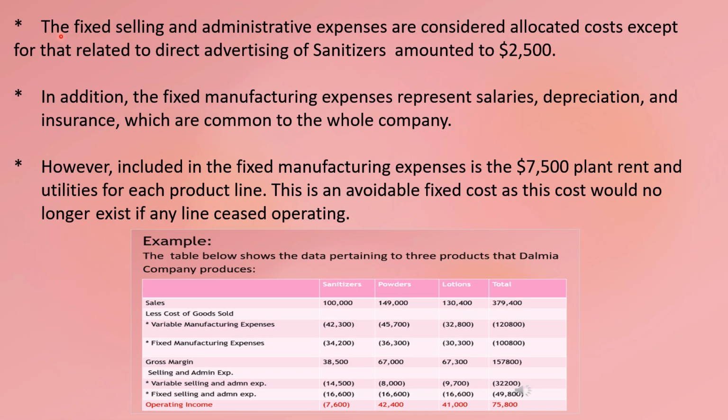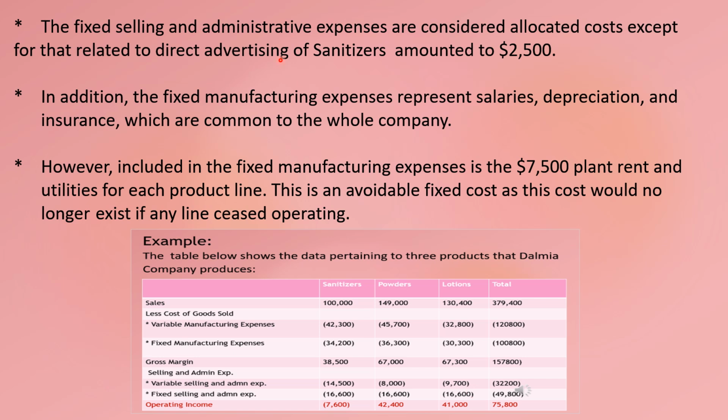Now, the fixed selling and administrative expenses. If you look here, the fixed selling and administrative expenses, students, I've just used the same example which was there in the previous slide. Throughout the video, I'm going to use that only. So if you look at the fixed selling and admin expenses, you'll see that it's the same amount. That means the same amount is being allocated among the 3 products.